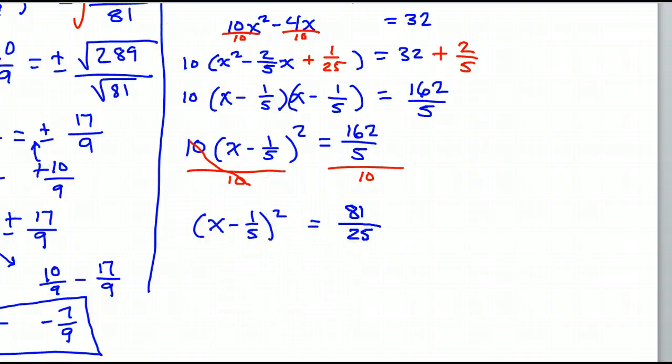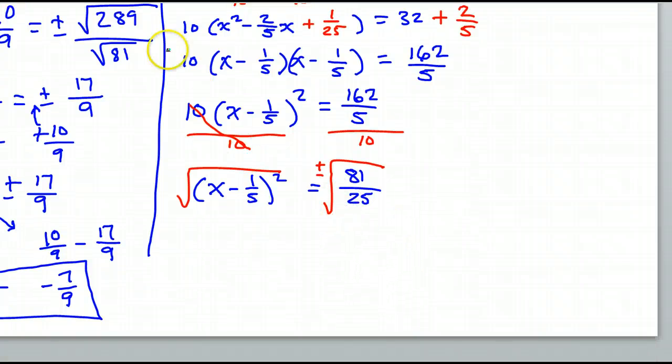Now it's time to take the square root of both sides. If I take the square root over here, square root of there, don't forget to do your plus or minus as soon as you take the square root of both sides. So that is going to give me x minus 1/5 is equal to plus or minus. Now both of these are perfect squares, so you should be able to do this in your head. Square root of 81 is 9, and square root of 25 is 5. So the square root of 81 over 25 would be 9/5.